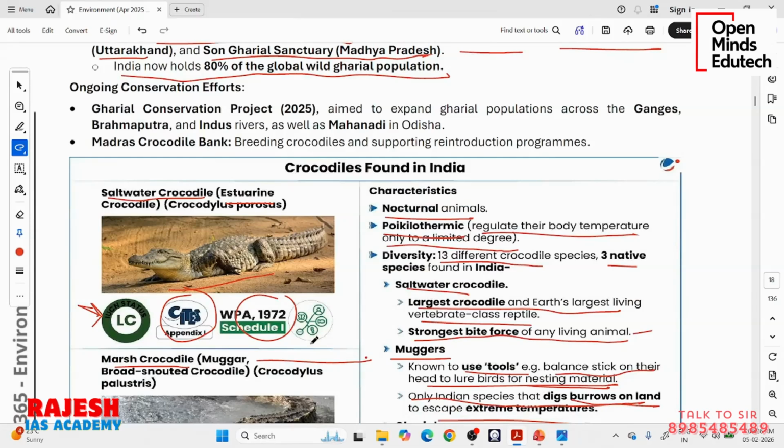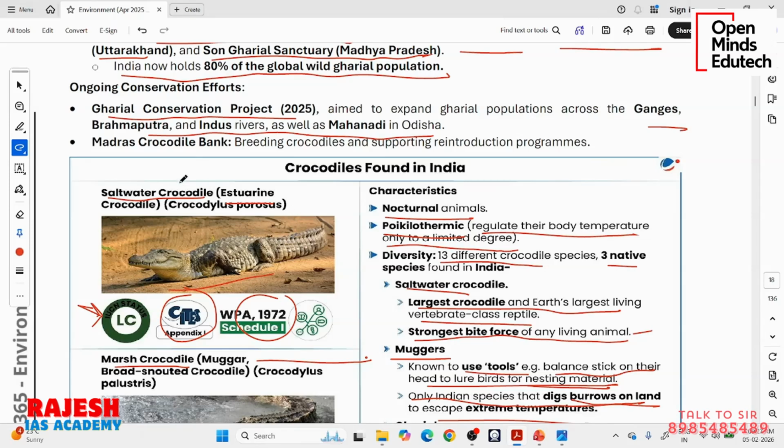So what are some other ongoing conservation efforts? We have the Gharial Conservation Project 2025, which aims to expand the gharial population across the Ganges, Brahmaputra and Indus rivers as well as the Mahanadi in Odisha. So we want to expand the area of availability of the gharial, which is mostly focused on central and eastern Odisha, etc. So now we want to expand it. Brahmaputra river means towards the northeast also we are taking it, Indus means towards the north also we are taking it.